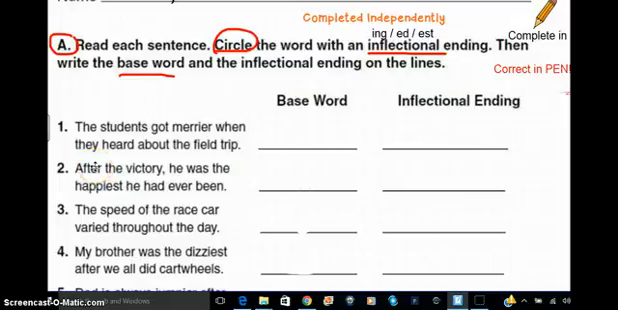"The students got merrier when they heard about the field trip." Now students has an S, but it doesn't necessarily change the meaning of that word. It just means there's more than one. The word I'm going to look for right now is merrier. So I look at that word and now I need to figure out what the base word is. How does that word stand alone? Well, maybe it would be easier for you to start with the inflectional ending first. What ending did they put on this word?